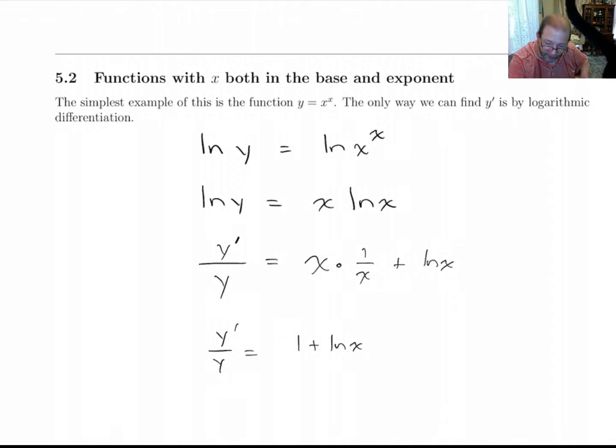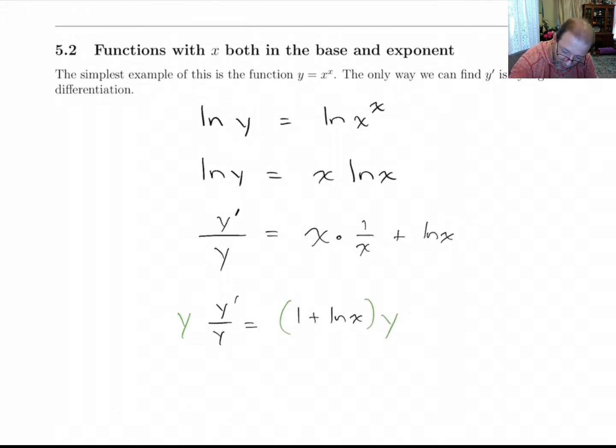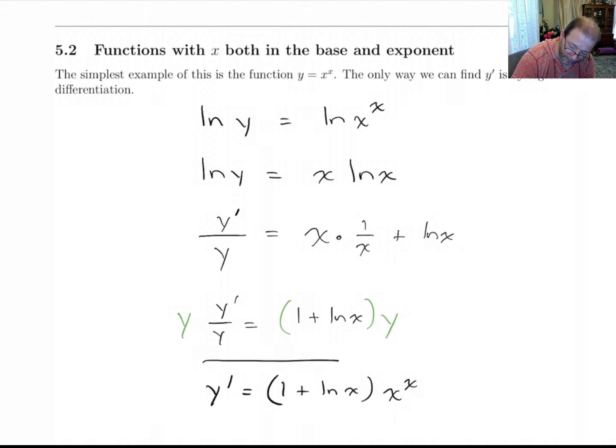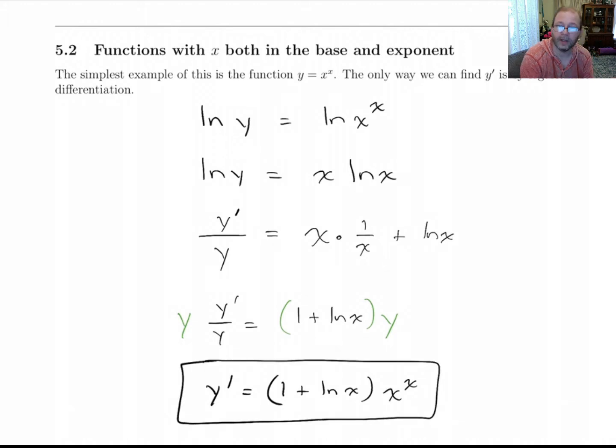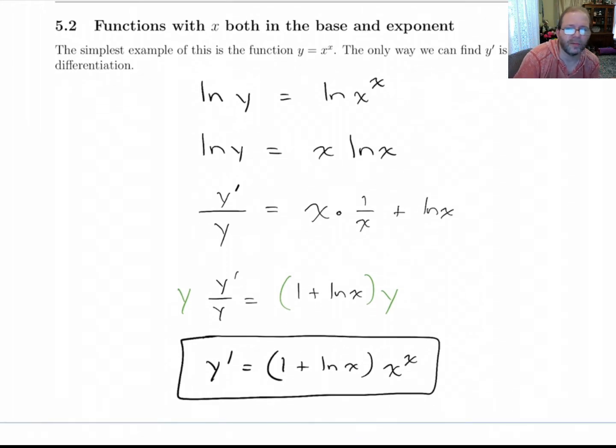Now we've got to multiply both sides by y. And so that gives me y prime equals 1 plus ln x times x to the x. And that's my answer. We could graph this on Desmos and verify that this is what it gives us for the derivative, but let's not do that. Let's go ahead and look at a couple more examples.